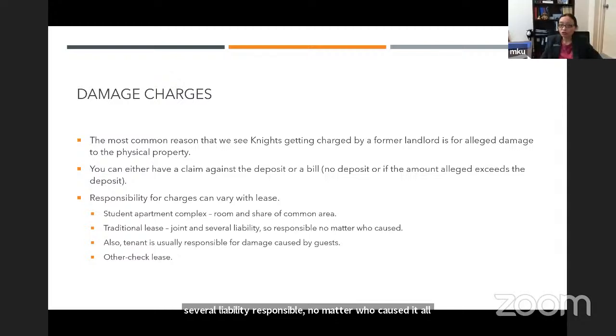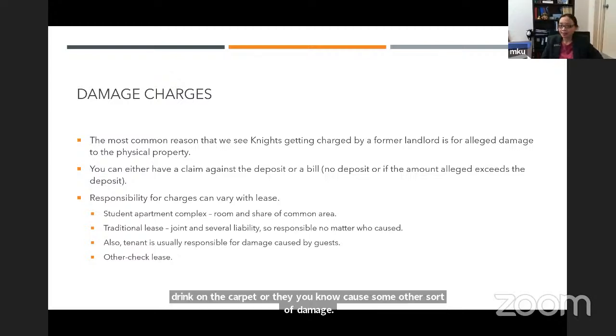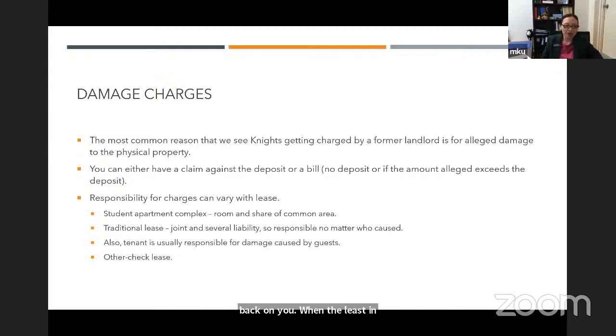Also, tenants are usually responsible for damage caused by your guests. So if you or your roommates have people over, they cause some damage, they spill a drink on the carpet, or they cause some other sort of damage, then yes, that falls back on you when the lease ends and the landlord comes around and inspects and they find that carpet stain or they find that hole in the wall, they'll hold you responsible for it.